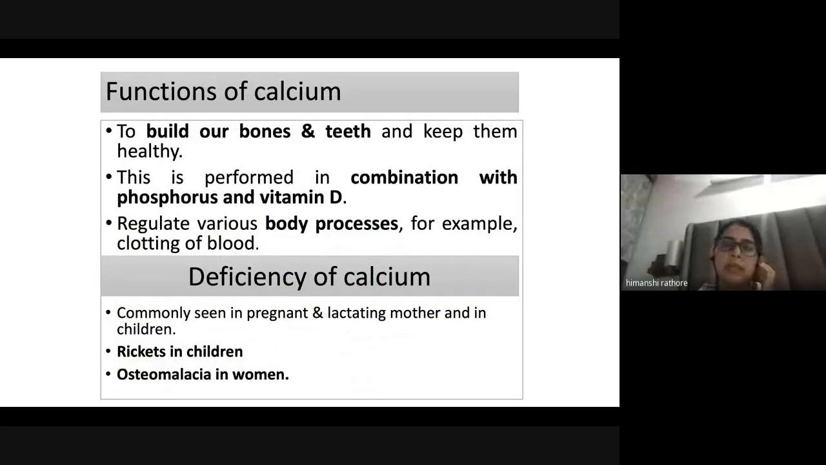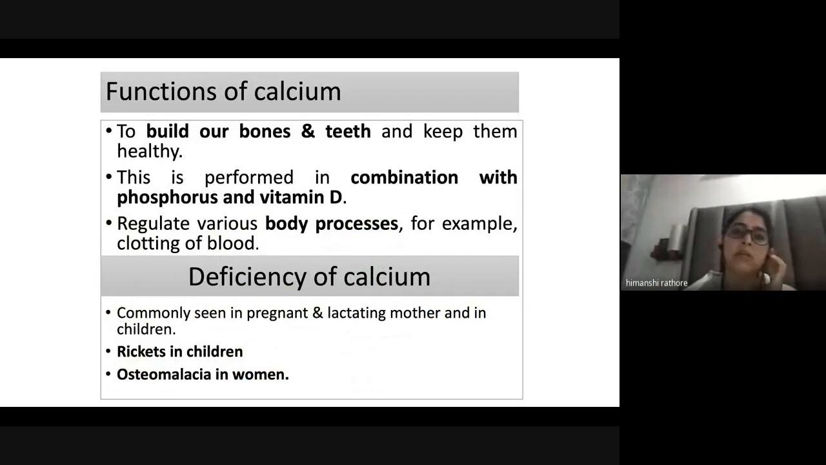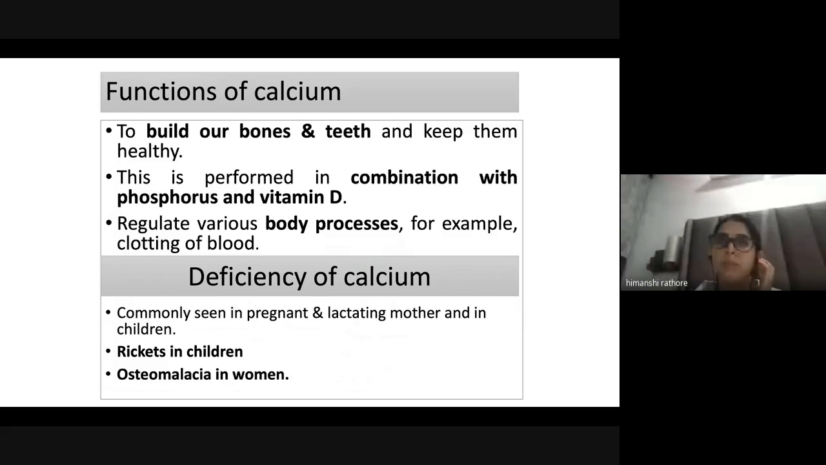Now, it is clear to all that calcium is required for healthy bones and healthy teeth. It is a very common function that calcium plays, and everybody should be aware of this. Also, as we discussed, calcium is required in combination with phosphorus and vitamin D to be available for the body. If you are having calcium along with vitamin D and phosphorus, your body will start absorbing it at a higher speed and it will be easily available to the body.